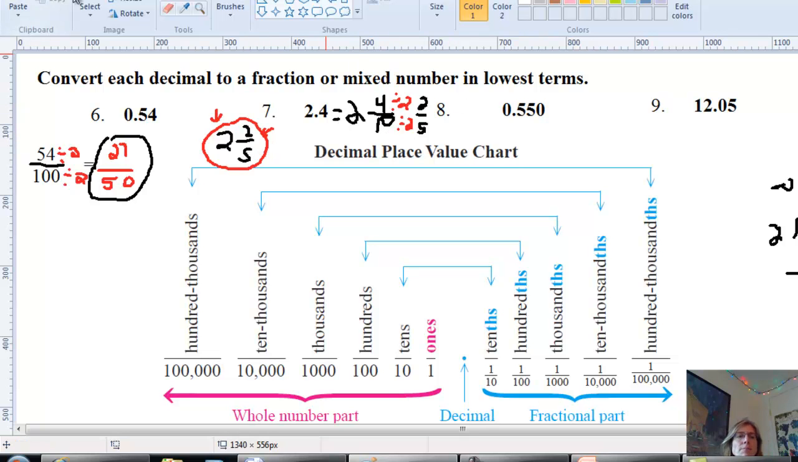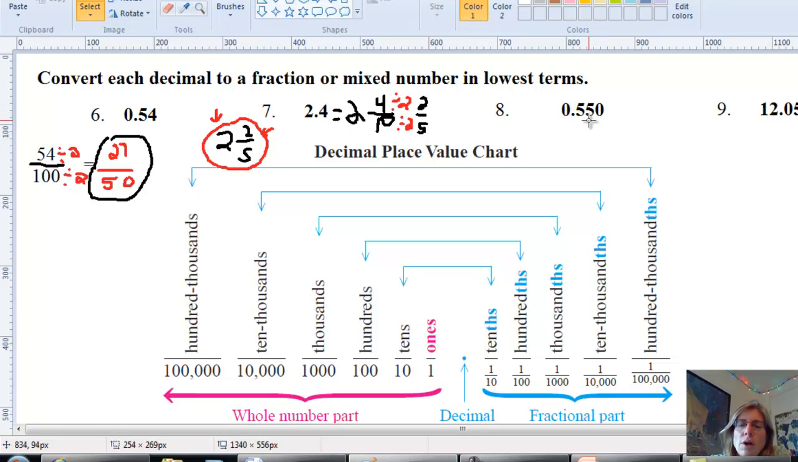Alright, for number 8, we have digits to the right of the decimal, so we know that's going to become a fraction. And we have this 0 here, so we have to account for that. The number to the right is 550, so that'll become our numerator. We have to figure out what the denominator is based on where the 0 is. The 0 is 3 places over, so that's 1/10, 1/100th, 1/1000th. So 1000 will become our denominator, and 550 is the numerator. Our fraction is 550 over 1000, and that of course can be reduced.